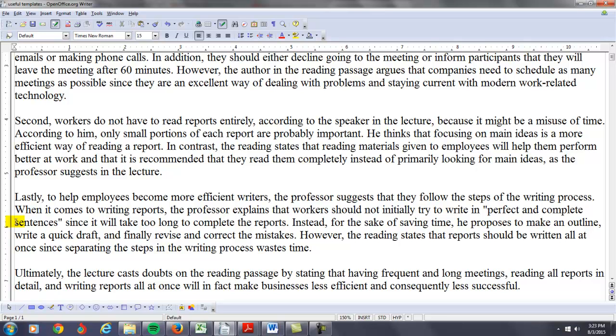Ultimately, the lecture casts doubt on the reading passage by stating that having frequent and long meetings, reading all reports in detail, and writing reports all at once will in fact make businesses less efficient and consequently less successful.